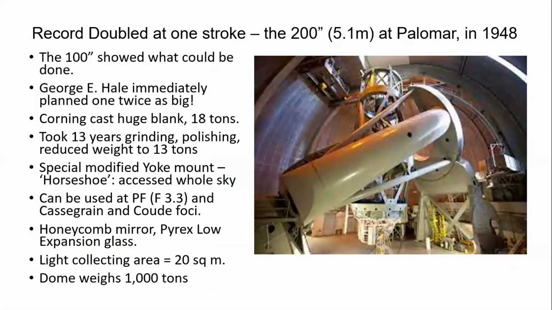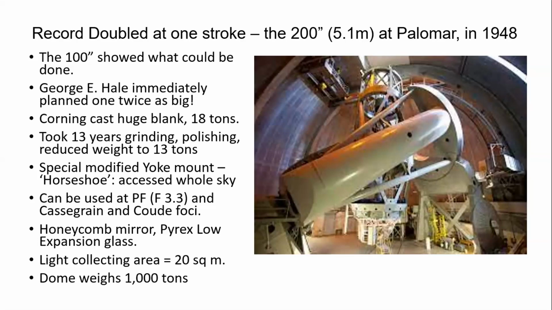So a little bit about the background to it. The 100-inch showed what you could do. And George Hale, who was a wealthy, influential businessman, he didn't provide the money for this himself, but he persuaded other people to come up with money. And he planned one that was twice as big as the 100-inch in one stroke. The statistics are mind-blowing. The glass blank weighed 18 tons. 13 years of grinding it just to the rough curvature that they wanted removed 5 tons of glass, so it was down to 13 tons. That's even though it had a honeycomb structure, so it was relatively light compared with a solid piece of glass.